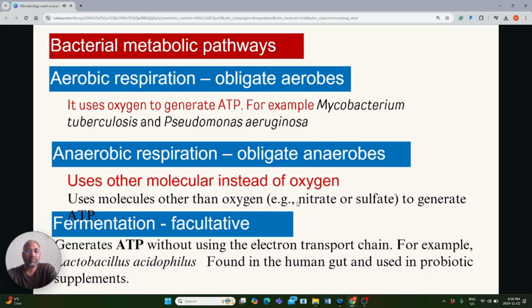So that is called anaerobic respiration, and the obligate anaerobes are the ones which cannot survive in the presence of oxygen. They can die in the presence of oxygen, and they use molecules other than oxygen to generate the ATP.